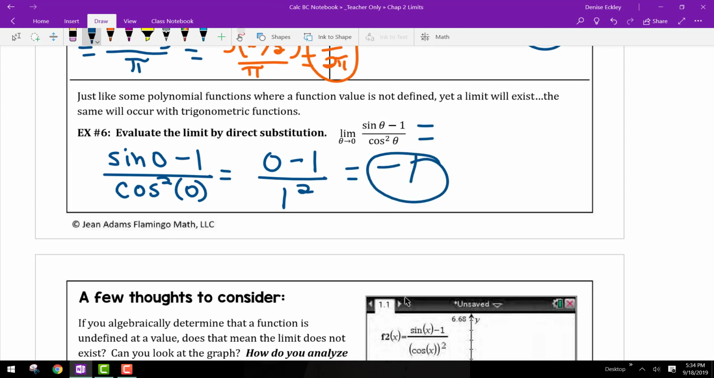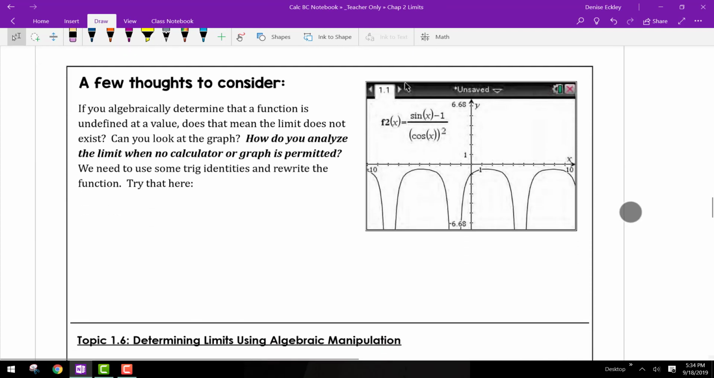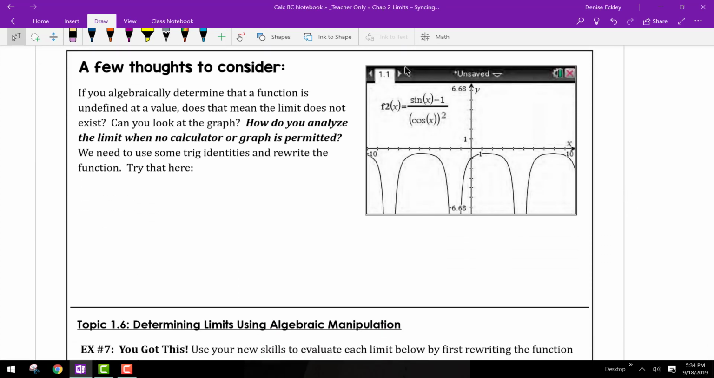Okay. Now, if we look at a graph, like I have here from the Inspire, that does have undefined values, what does it mean that the limit does not exist? Can you look at the graph? But you want to remember that for a lot of questions like this, you are not permitted to use your calculator, and you're not given the graph. So here's where the trig identities come into play.